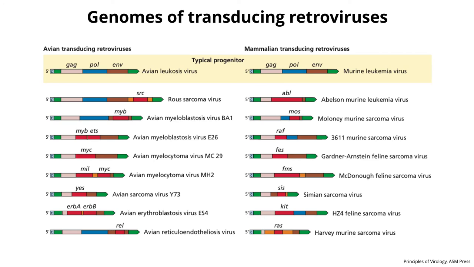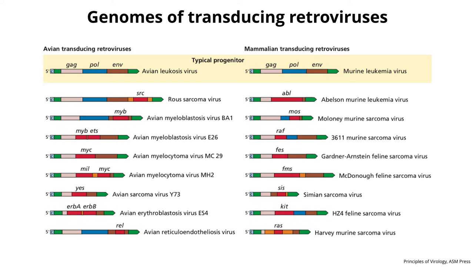So here are some of these viruses. These are the genomes of what we call transducing retroviruses. It's because they're picking up a gene from the host cell, and that gene is causing them to transform cells. On the left are all the avian transducing retroviruses. These are all isolated from chickens with different kinds of tumors. We have sarcoma. So the original virus is avian leucosis virus that infects all chickens. And then we have Rous sarcoma virus from a sarcoma. There's another sarcoma virus down here.